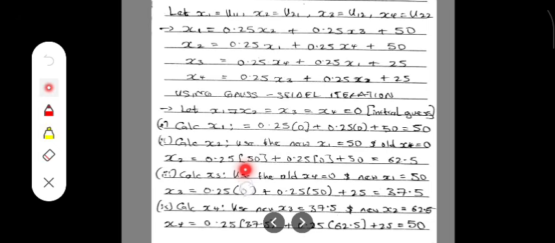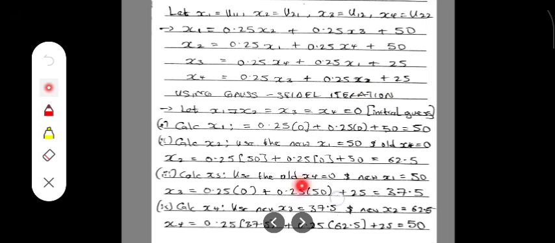So we'll be using the old value for s4, which is 0, and the new value of s1, which is 50. Substituting this into the equation, we have 0.25 multiplied by 0 plus 0.25 multiplied by 50 plus 25, which gives 37.5. Now, to calculate for s4, we need two variables, so s3 and s2.